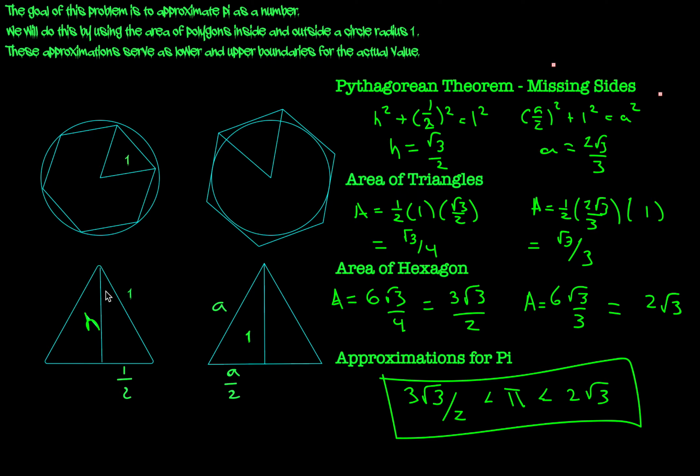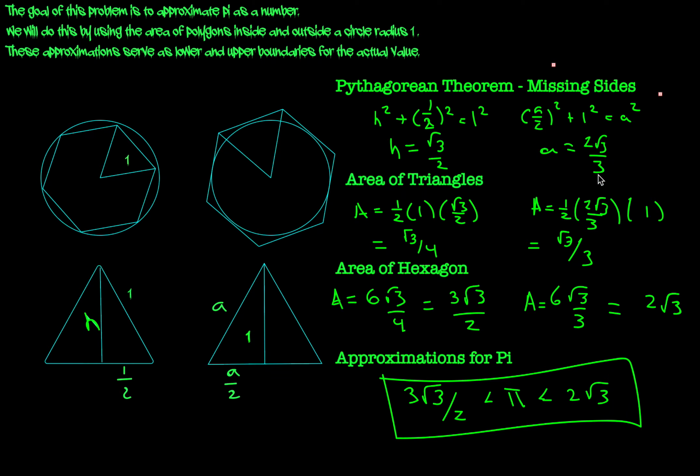First was to find the missing side of each of these triangles using the Pythagorean theorem. So here is the invocation of the Pythagorean theorem, a squared plus b squared equals c squared, with the values plugged in from the relationships I knew in these triangles, and the result of it. In this case, the height was radical 3 over 2, and in this case, the side was length 2 radical 3 over 3.